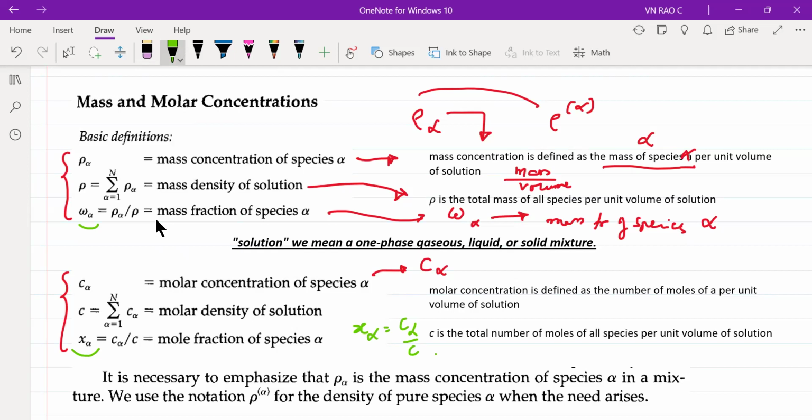Here the rho, which is shown here, and c, which is shown here, are the two important terms. Rho is the mass density of the solution, the total mass of all species per unit volume of the solution. c is the molar density, that is, the total number of moles of all species per unit volume of the solution.